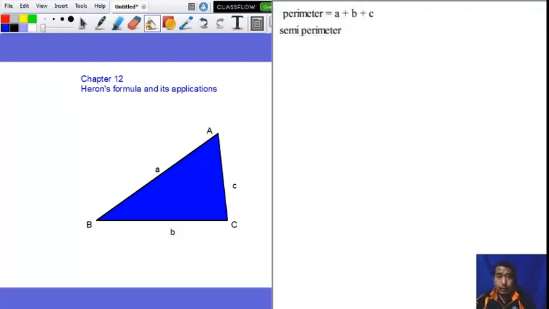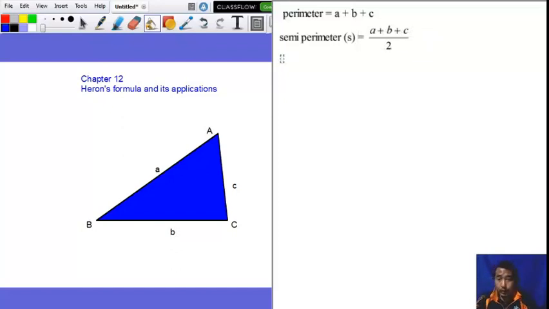After finding the perimeter, again find the semi-perimeter. Semi-perimeter is A plus B plus C divided by 2. This is the formula for semi-perimeter. Semi-perimeter means half of the perimeter. So let's represent this semi-perimeter by S. So S equals A plus B plus C divided by 2.